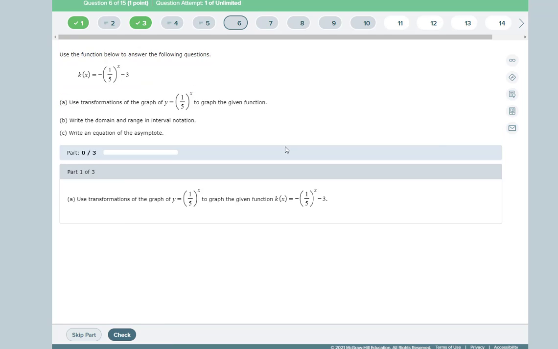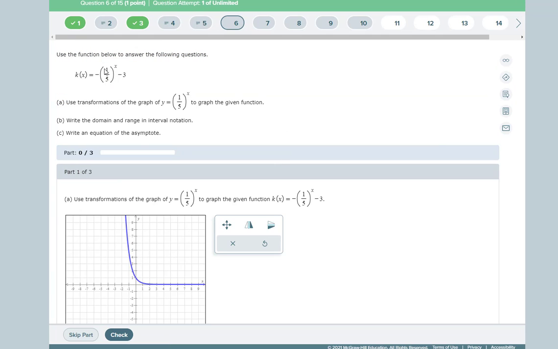All right, so let's look at another one here. So now we have our basic function here, 1 over 5 to the x power. Because we see that fraction less than 1, that's why it's a decreasing backwards J. And we've got to see what these other values are doing. This minus 3 is going to take the whole graph and shift it down 3. And this negative is going to reflect it.